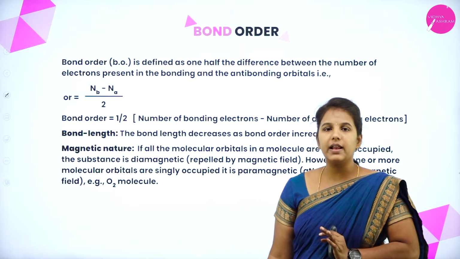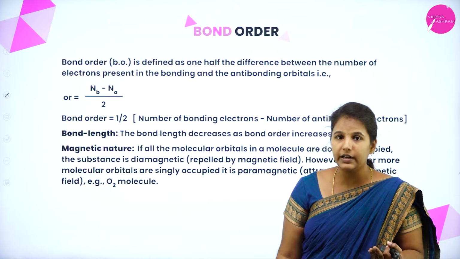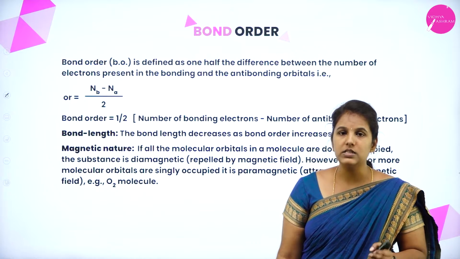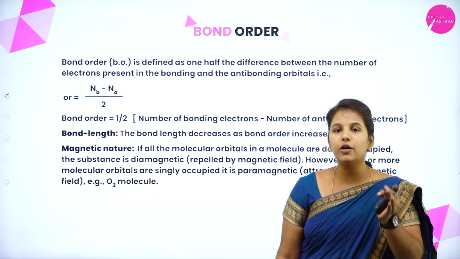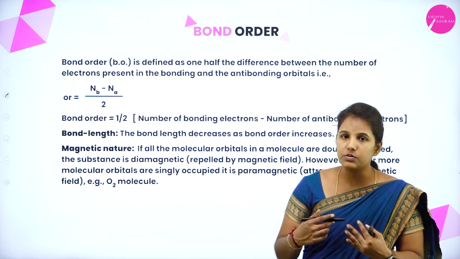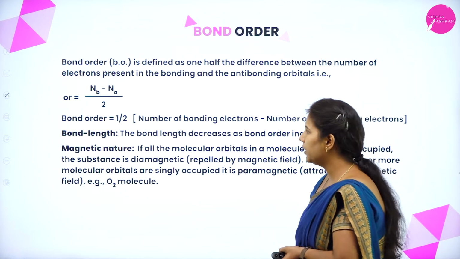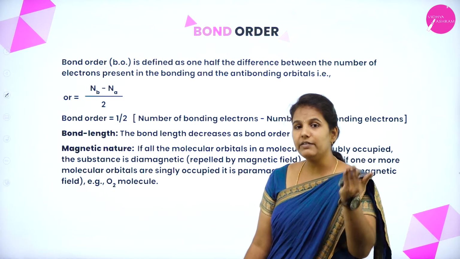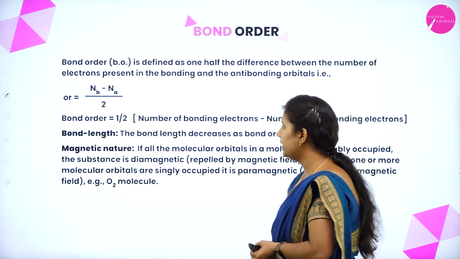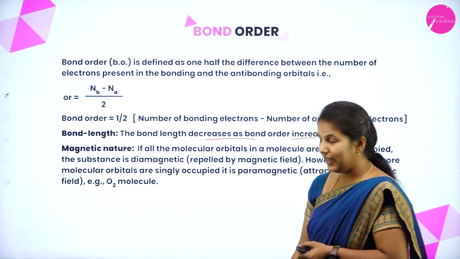What are Nb and Na? Just now we have discussed that Nb is the number of electrons present in bonding orbitals, whereas Na is the number of electrons found in anti-bonding molecular orbitals. If you subtract these two and divide by 2, you will get the bond order of a particular element. Like that, we can also calculate the bond length. Bond length decreases as the bond order increases.